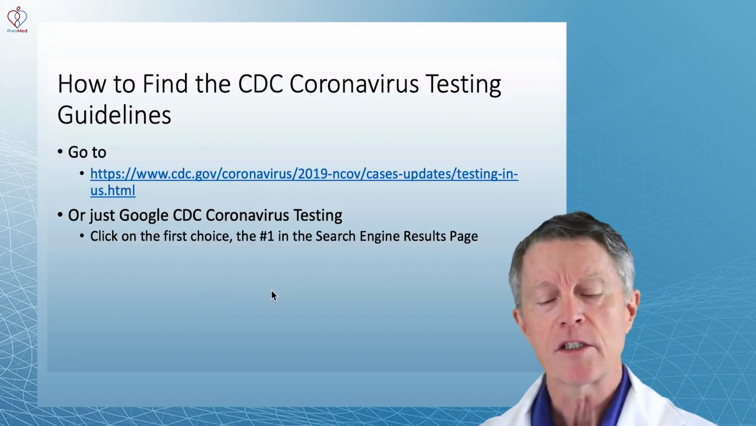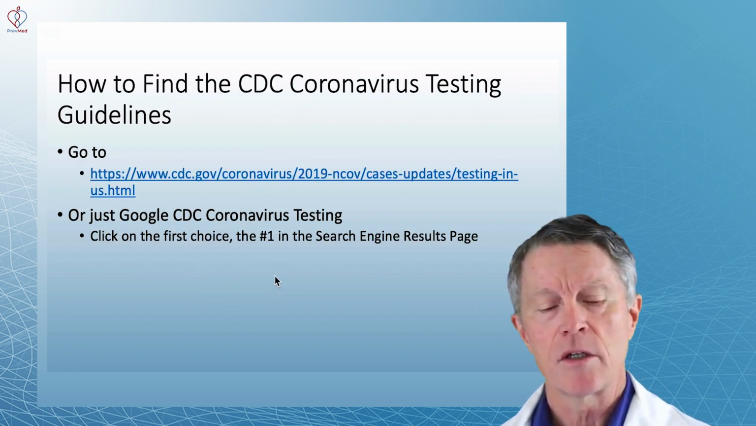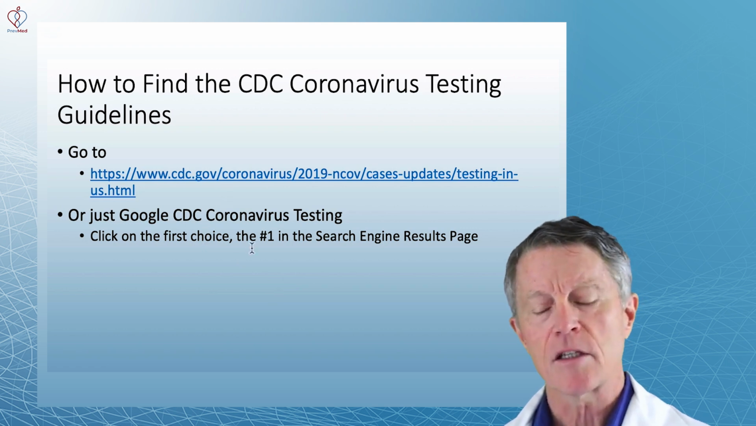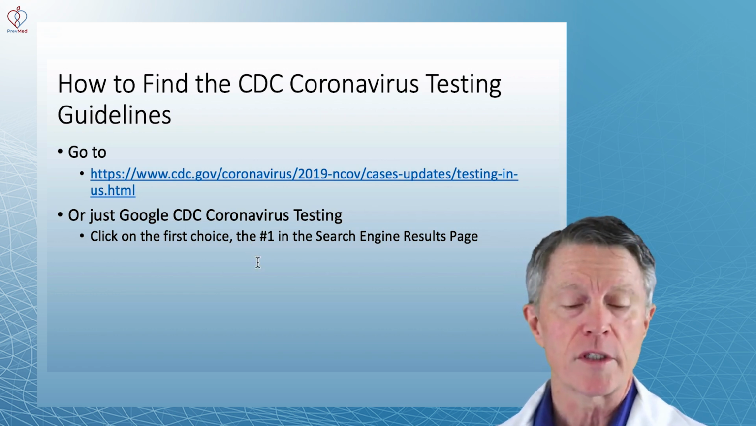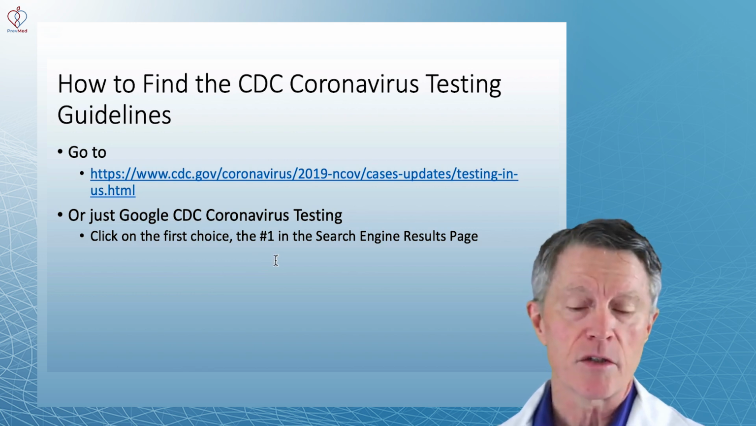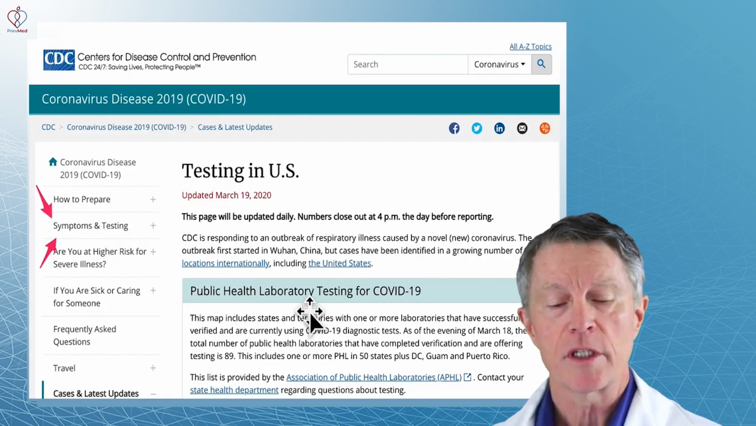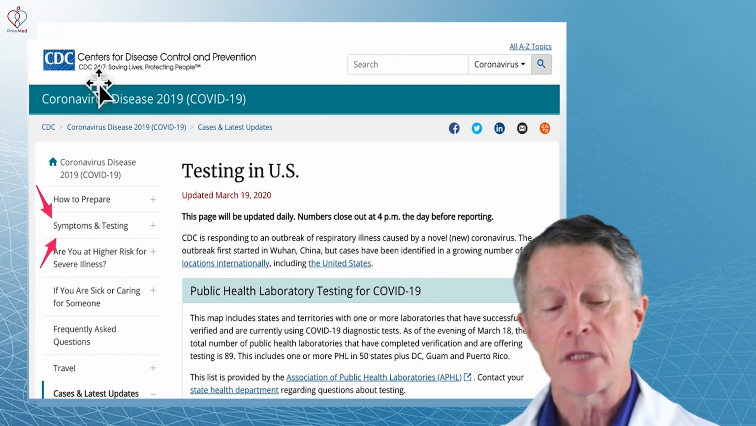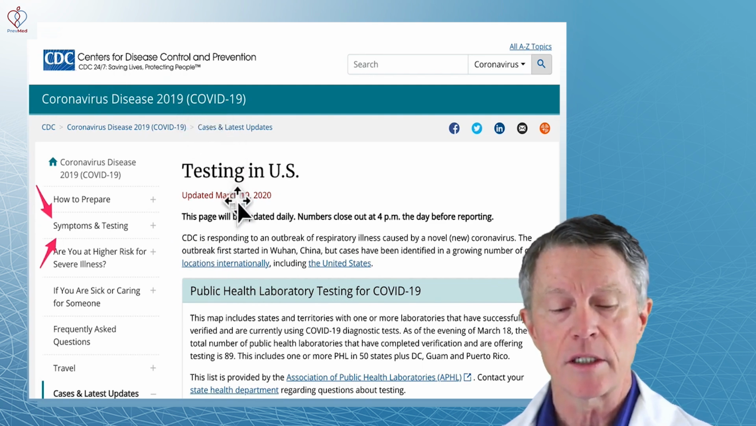First of all, here's how to find it. Go to the CDC Coronavirus Testing Guidelines, or go to this link. If you can't get this link easily, just Google CDC Coronavirus Testing. Click on the first choice, the #1 place in the search engine results page. That will take you to this website. As you'll see, it's the Centers for Disease Control. It's on coronavirus disease 2019 or COVID-19.